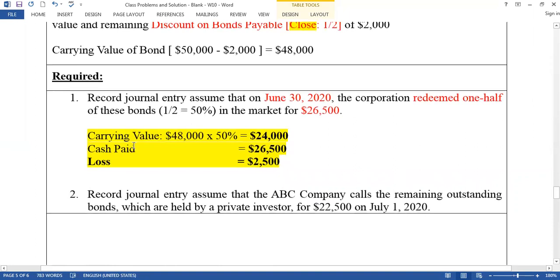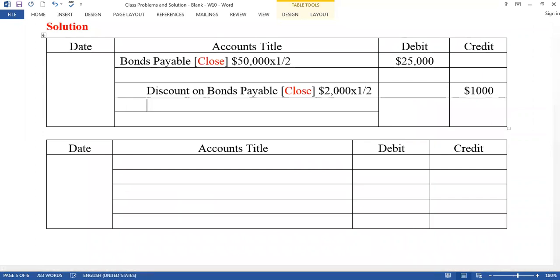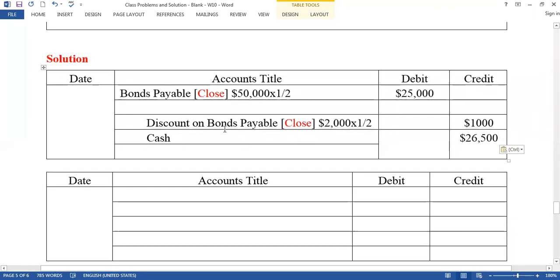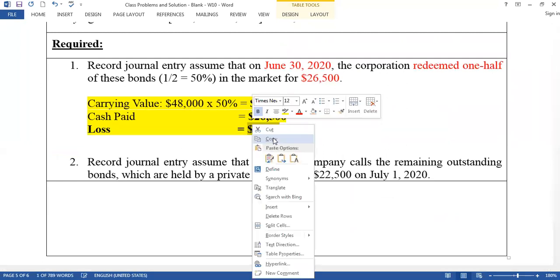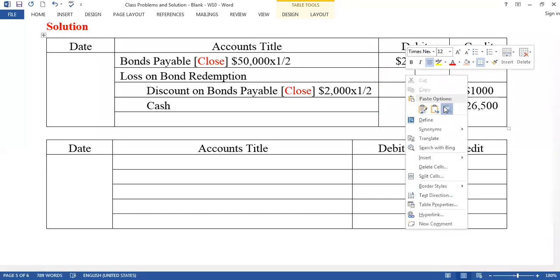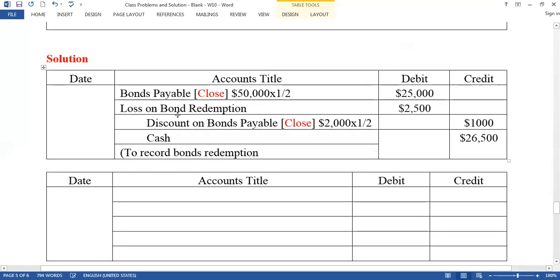Now we pay cash, so cash credit, for this money. And we have a loss on bond redemption debit. We already calculated the loss; it is $2,500. And the narration is to record bond redemption. This is requirement 1.